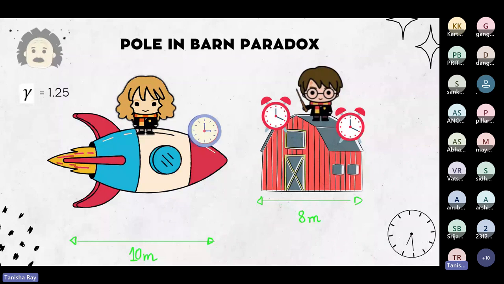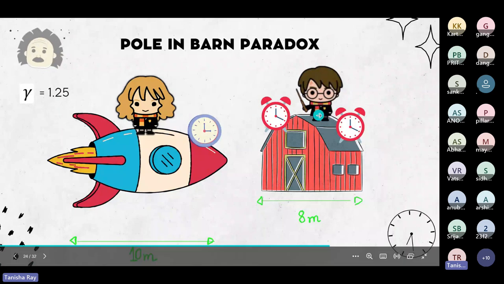that was shown in the video, the condition was that there was a rocket, and if we draw parallels of that video with this diagram, we have a rocket which is 10 meters in length, and we have again Granger standing on that rocket. And there is this barn which is 8 meters in length, and we have Potter standing on it.